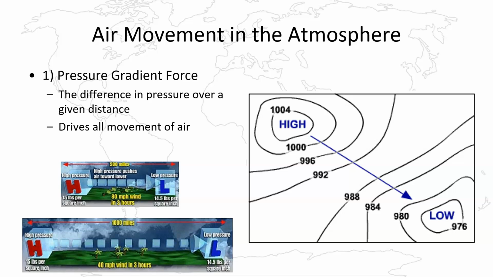And how it works is air always moves from higher pressure to lower pressure. Not only does this force control the direction of movement by air always going from high to low, it also controls the wind speed. A large pressure difference leads to faster winds. This is why hurricanes, with such low pressures, have really destructive winds associated with them.